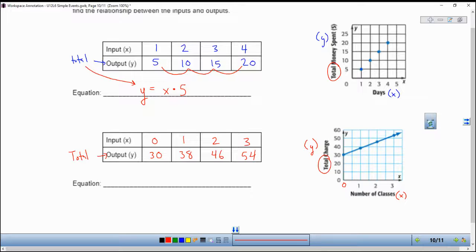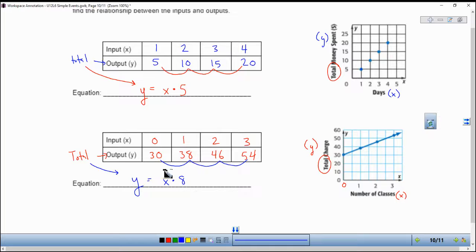All right, let's check to see how these numbers changed and how we can write our equation. Well, the total goes by itself, and in this case, the total is Y, as it was in the last one. So the total is Y, so total charge, that's the output. And how do we get the total? Well, we take the number of classes, which is X. Let's see what we multiply by. Now, again, you can always figure out what we multiply by looking at how the output changes. It appears to be going up by 8, which means that we would multiply by 8.